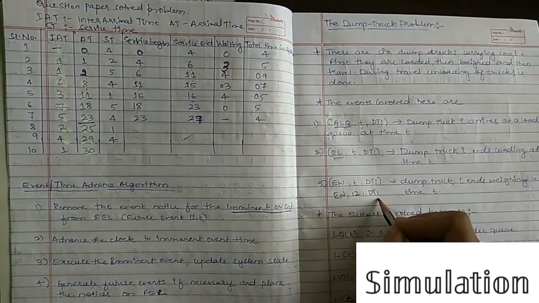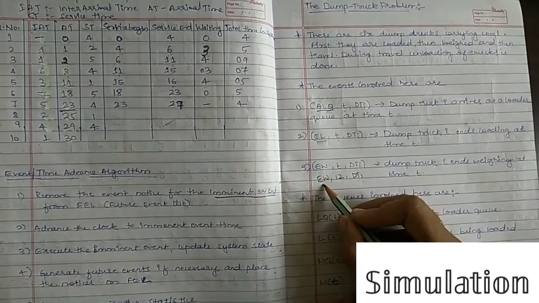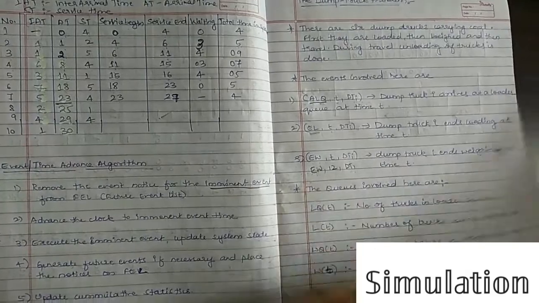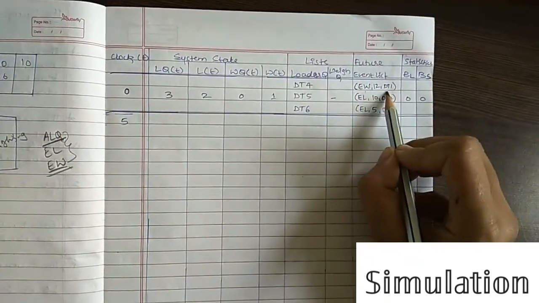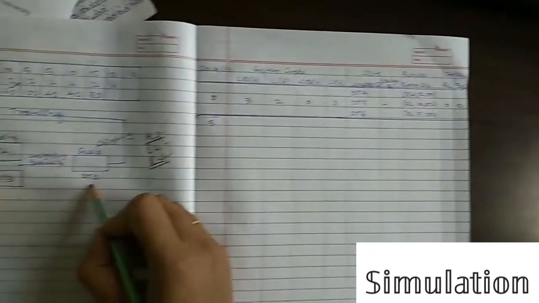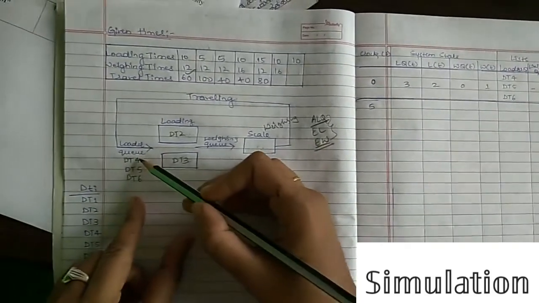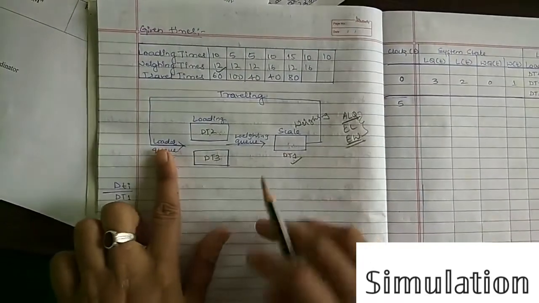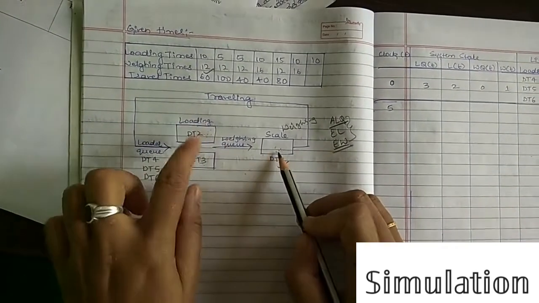I have generated the event notice for the first truck, that is DT1. End weighing at 12, DT1. That is what I have written here. This is done for DT1 now. Next, see, there are no queues here. There are trucks here, but still we are not generating for queue. We are generating only for the modules here.